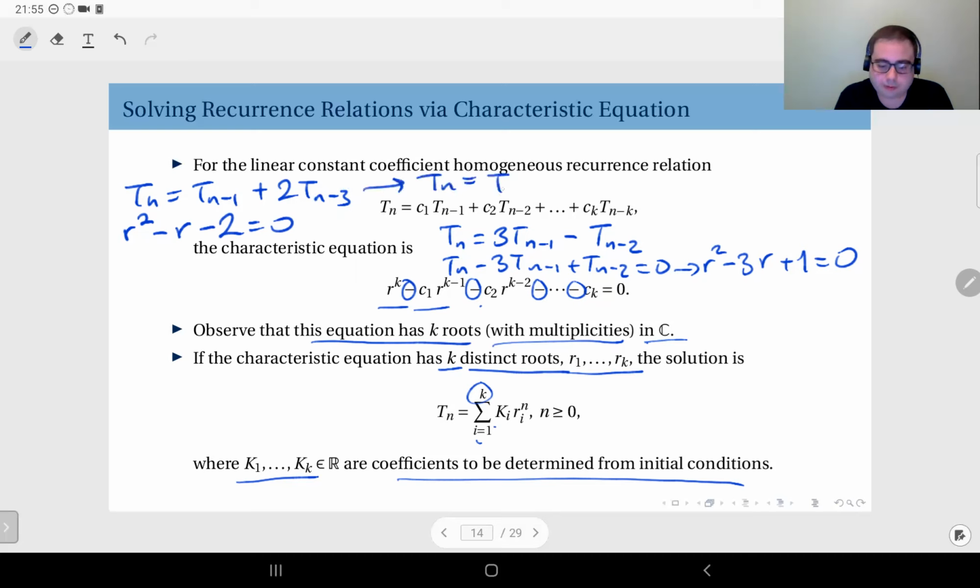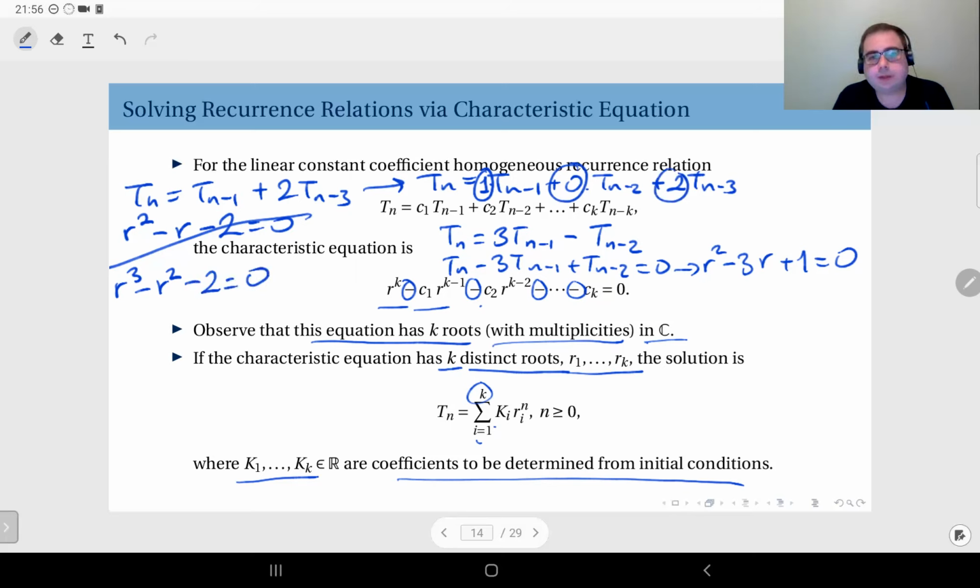This is in fact Tn equals 1 times Tn minus 1, plus 0 times Tn minus 2, plus 2 times Tn minus 3. So the characteristic equation for this recurrence relation is not this, but r cubed minus r squared minus 0r minus 2 equals 0. Okay, and you should have 3 roots because this is a recurrence relation of degree 3.